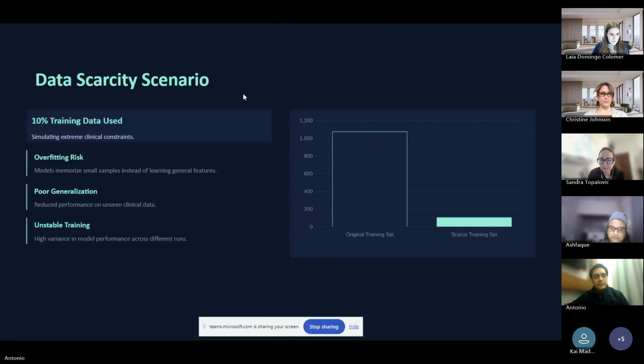We used 10% of the training data set to simulate data scarcity, because the real data set is over 1,000 images. We are using just the 10%. And when we have data scarcity and we are developing machine learning, we can have an overfit risk, obtain poor generalization and unstable training.